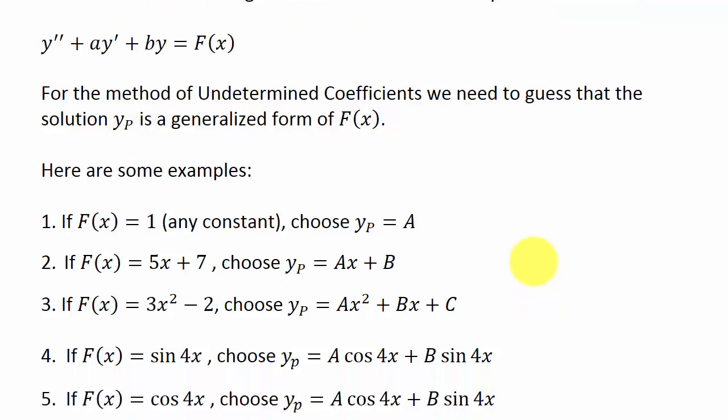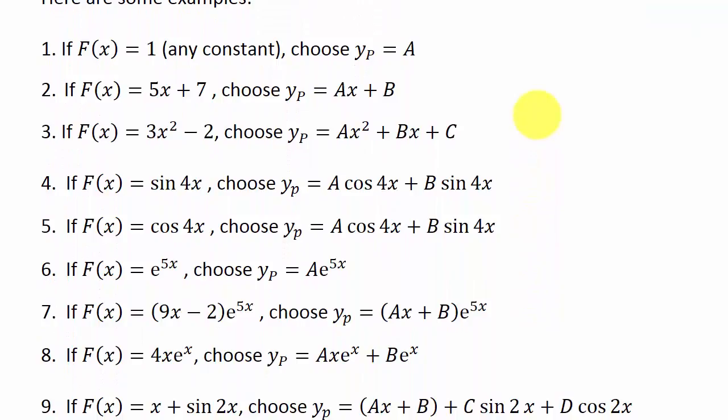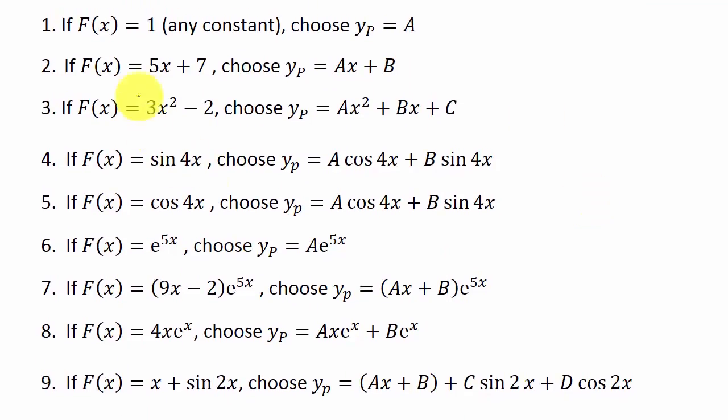Here are some examples. If we have f of x as 1, or just any constant, a 5, a 7, or whatever, we're going to choose y sub p to equal a. And if we have f of x equals 5x plus 7, we'll choose y sub p to equal ax plus b. I'm not going to read through the whole list, but it goes on.